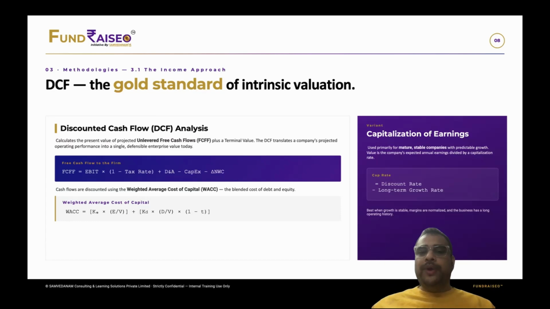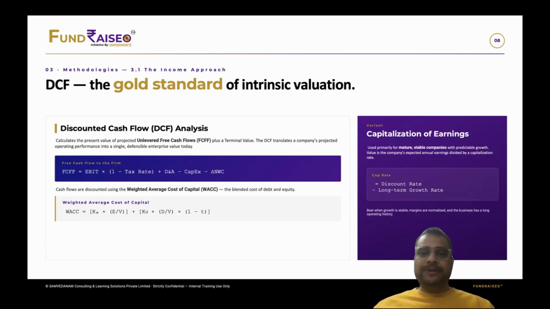Now, there is a small variant in DCF, which is called the capitalization of earnings. This kind of methodology is primarily used for mature and stable companies, especially those companies which have a very long operating history, I would rather say, of cash generation, right? Over there, it is very easy to understand how the growth will happen. So the growth becomes more or less predictable.